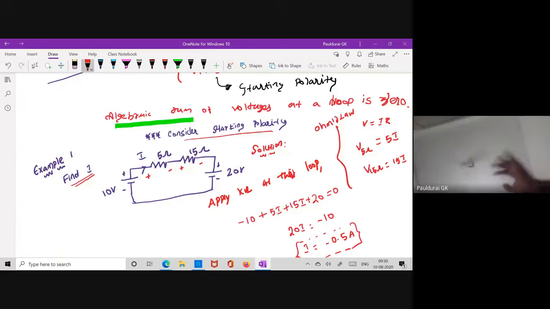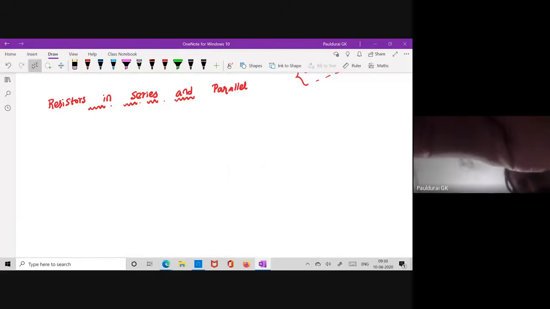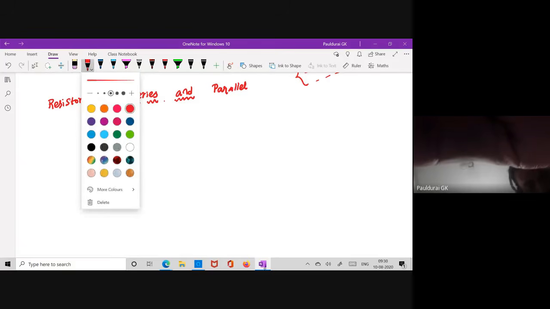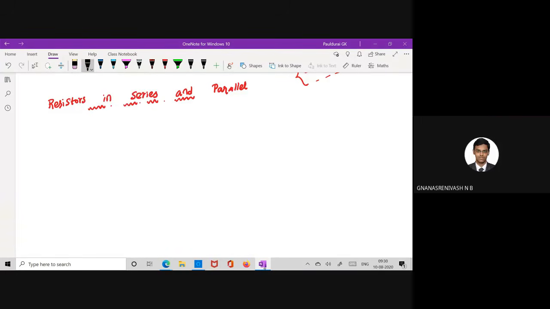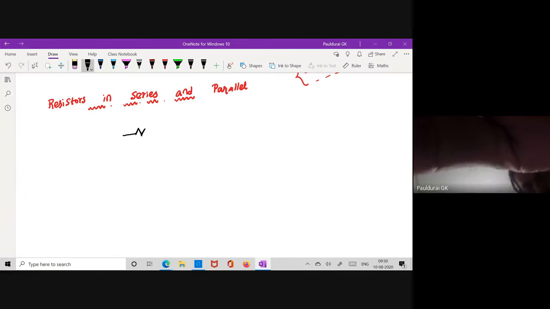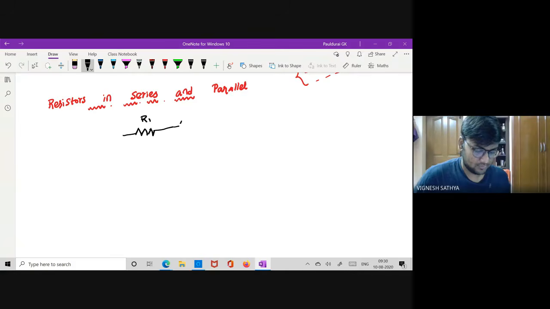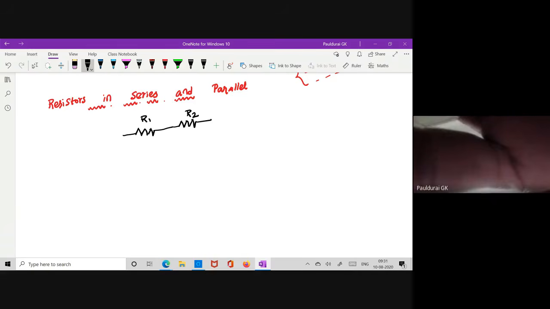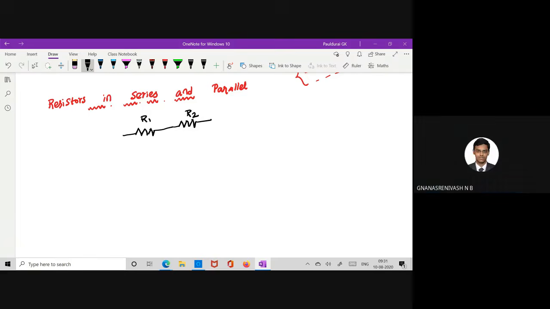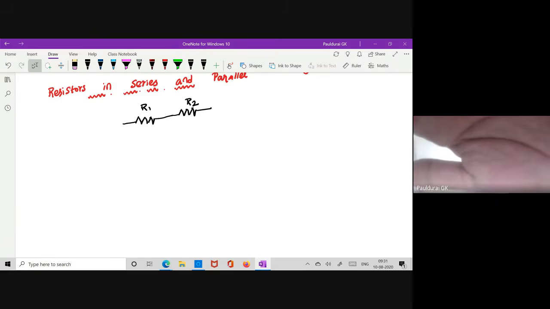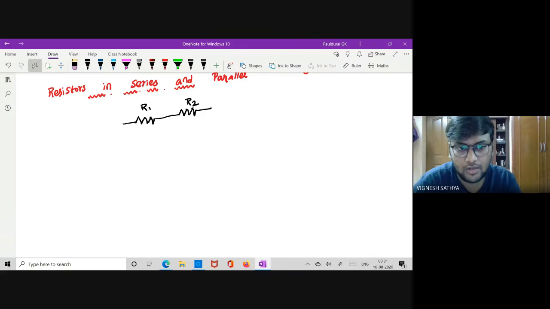Similarly, what is series connection, what is parallel connection? I will give you two circuits, let me know. Are you with me? Yes, sir. Okay, I take two resistors, namely this is R1 and this is R2. Both are connected in series or parallel? Series. How? The end of one resistor is connected to the starting of the next.